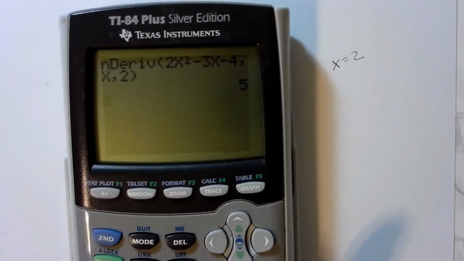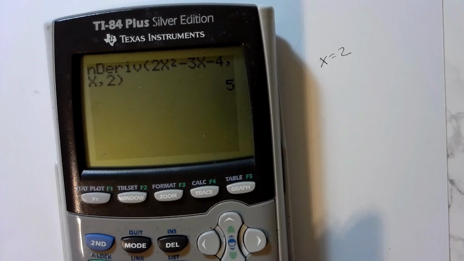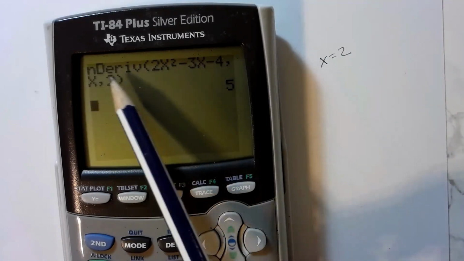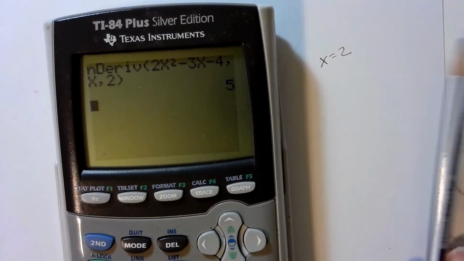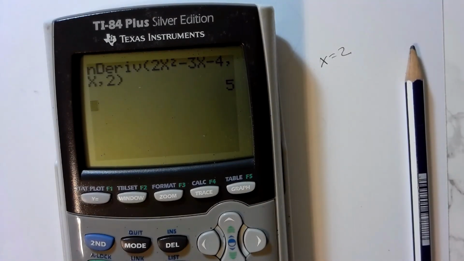It's the same thing. It's just that if you're in classic mode and you can't get off it, or you don't have that math print program on there, then it's going to say nderiv instead of having the little derivative notation, Leibniz notation, like the other calculator.